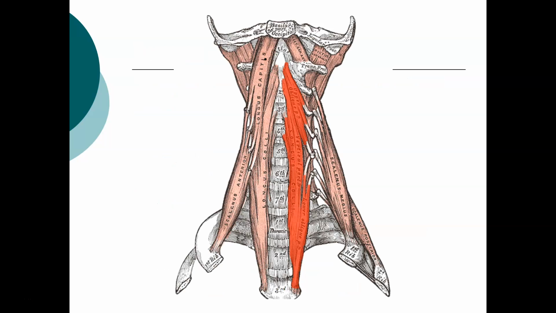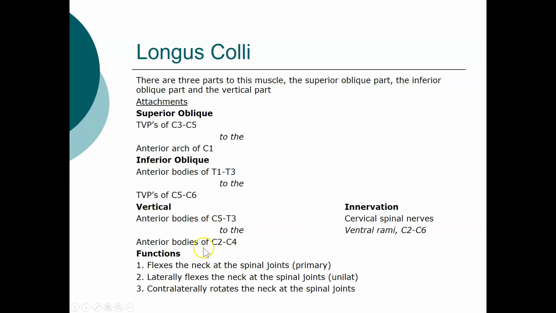So you'll see here better in the picture how we have these different heads. Here is the superior oblique, here is the inferior oblique, or the lower, and here is the vertical in between the two. Its functions: it flexes the neck at the spinal joints, which is its primary function.